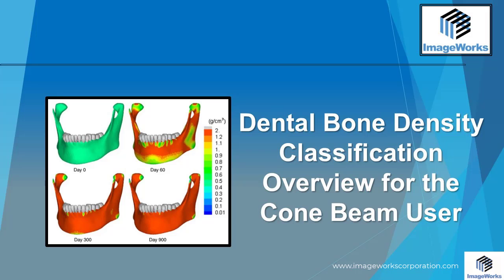One of the most common applications for the cone beam are implants, and one of the biggest indicators of implant success is bone density. Because of this, we thought it would be valuable to provide a simple refresher on the bone density classifications that are relevant to implant dentistry. The typical classification categories are D1, D2, D3, and D4.